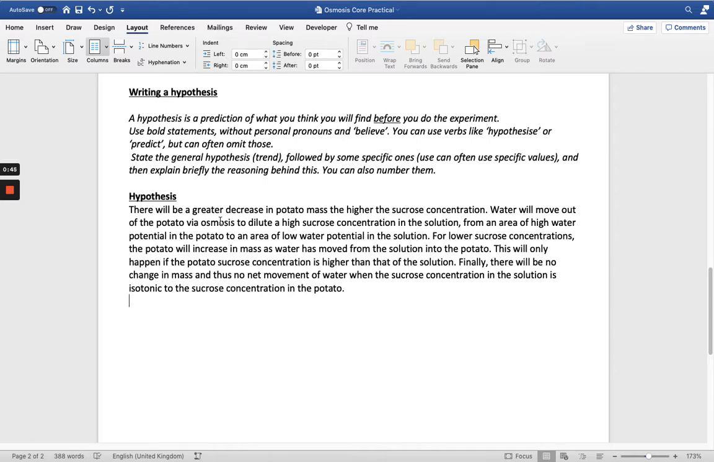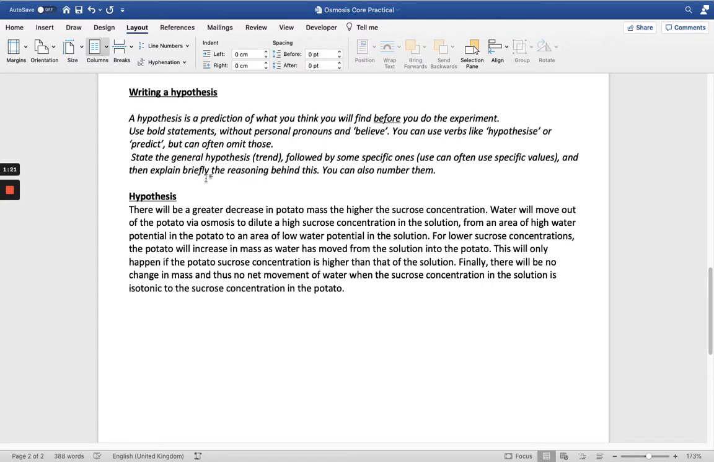When you're actually writing it, the language you want to use has to be very assertive, so using bold statements. And don't include personal pronouns, so nothing like we or I or you, and don't write believe. Okay, so there are no beliefs when we're writing these hypotheses. You can use verbs like hypothesize or predict, but you can actually get away with omitting those. So you'll see in my model answer here how you don't actually need to use those verbs.